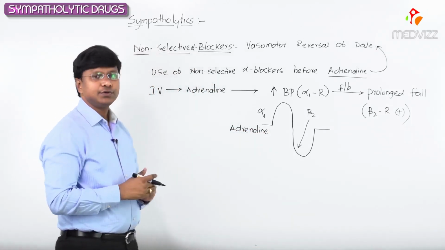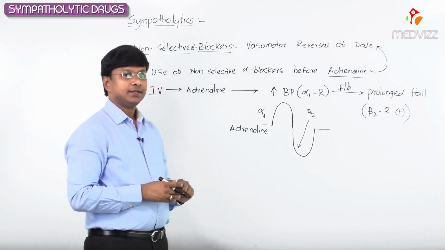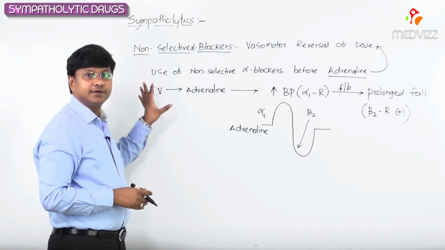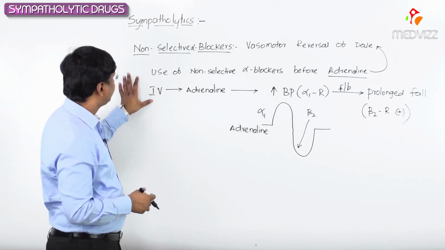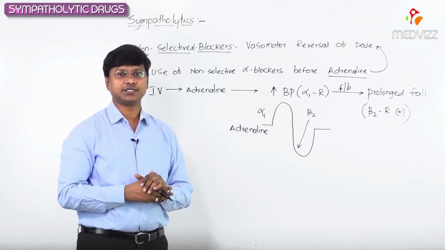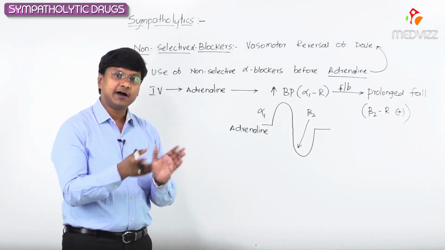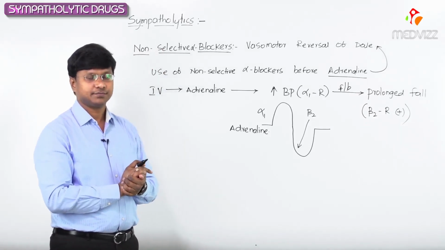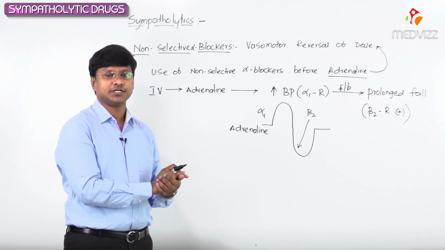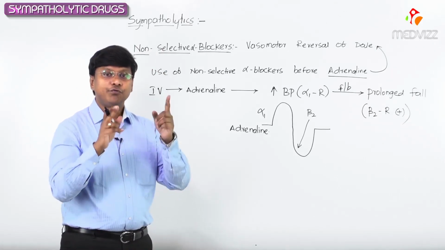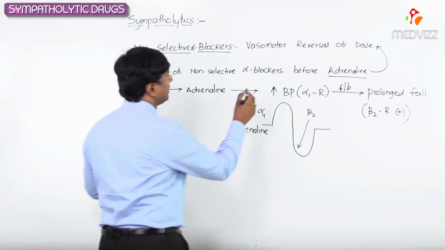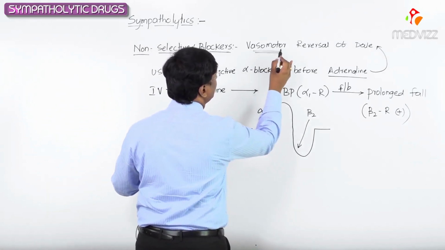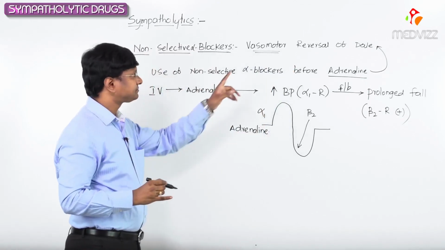Now you see a point here. If the non-selective beta blockers are administered after giving alpha blockers, there will be only a fall in the blood pressure which is seen. Let me tell you this. Now I am trying to explain what you mean by vasomotor reversal of Dale.